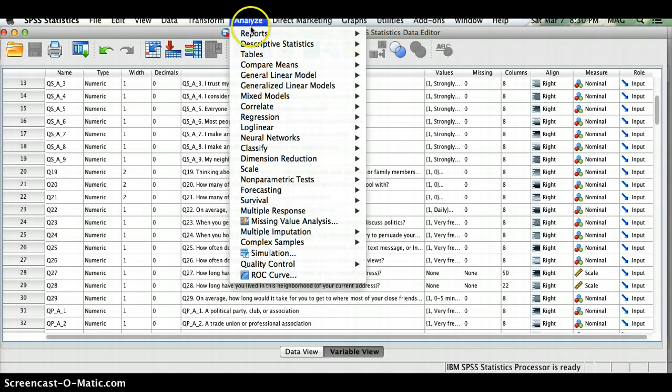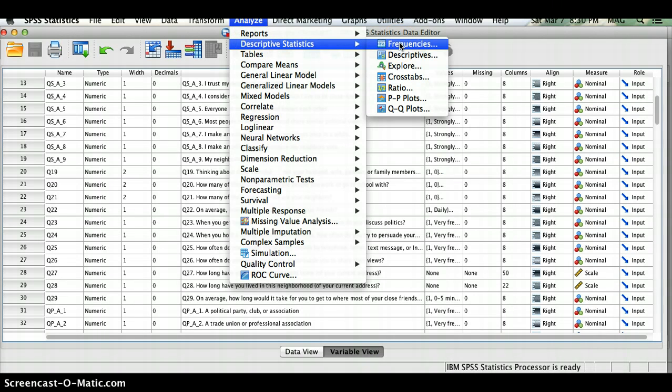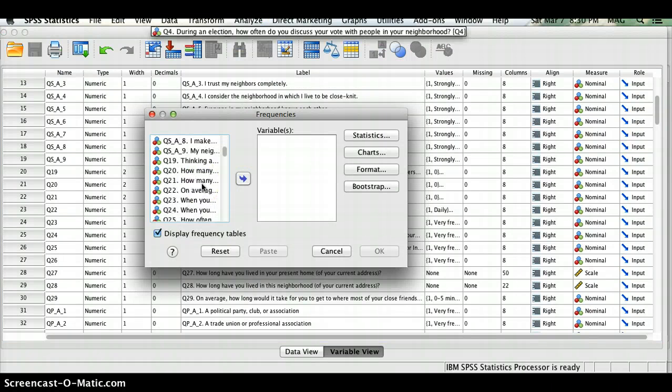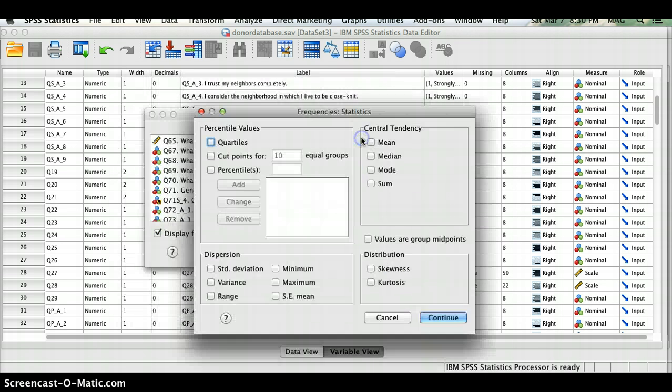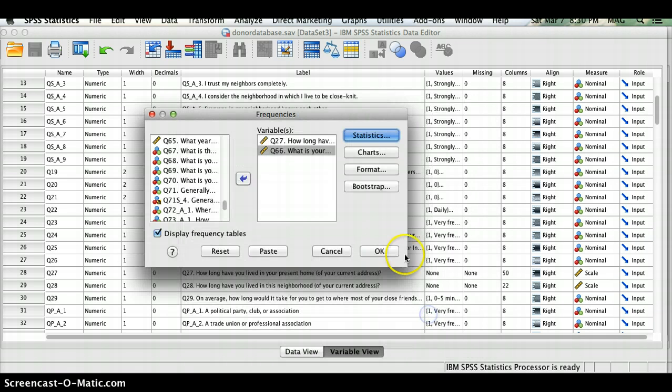But before we actually go into the correlation, let's talk about what these variables look like. So I'm going to do a quick frequency look at these two variables. And if you remember back to the slides, I'm using Q27 and Q66 as the two variables in this data set. So 27 is how long have you lived in your present home, and Q66 is what is your age. Now these are two interval ratio variables, so they're going to be pretty big frequency tables.